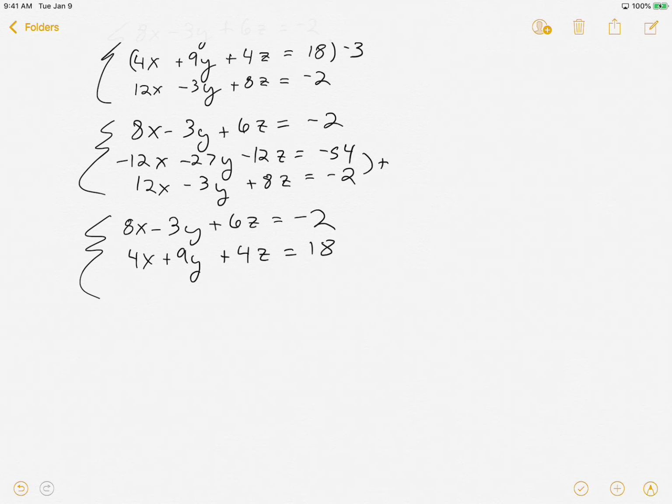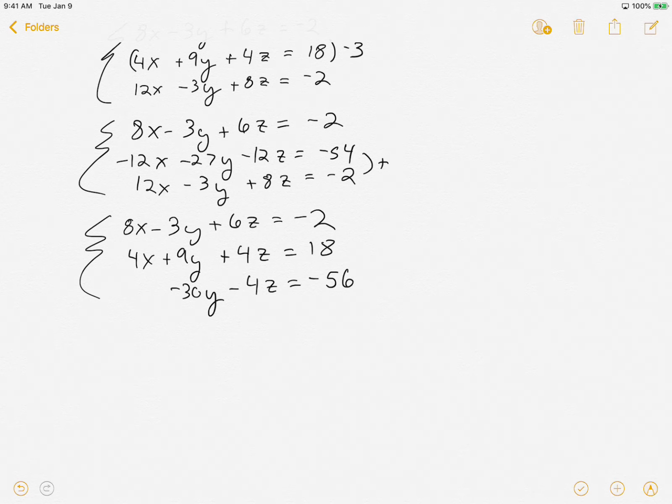So negative 12x and 12x is 0. Negative 27y minus 3y is negative 30y. Negative 12z and positive 8z is negative 4z. And negative 54 and negative 2 is negative 56.